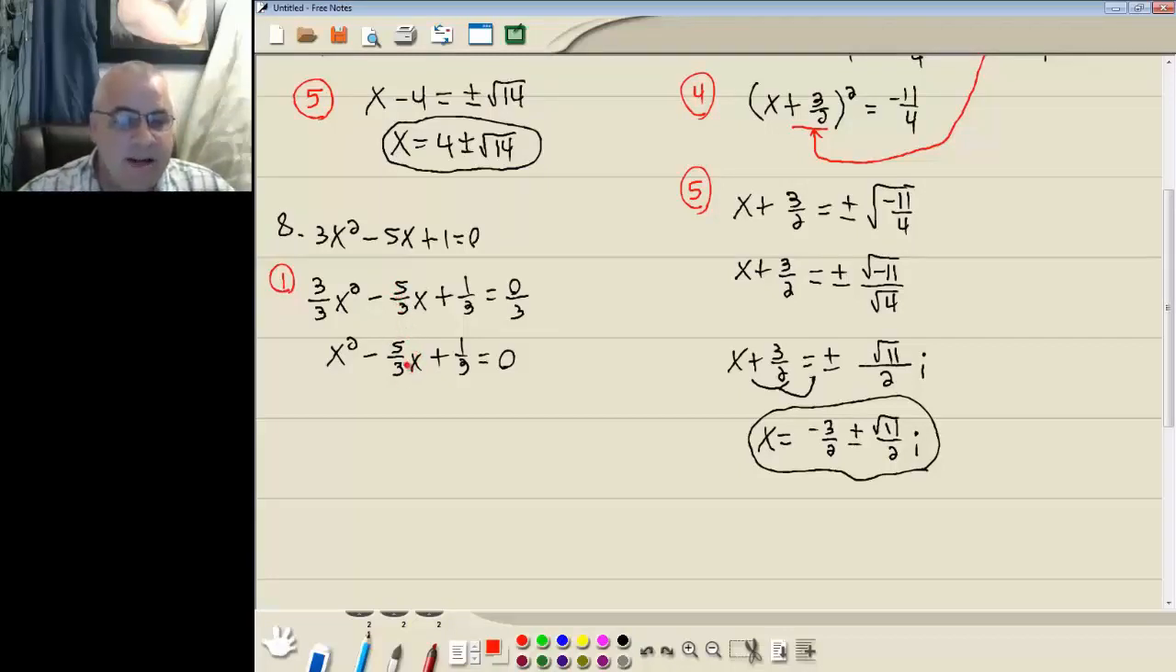Step 2. Take your constant term to the right side. So we're going to have x squared minus 5/3 x equals, and take the 1/3 over, it becomes a negative 1/3.